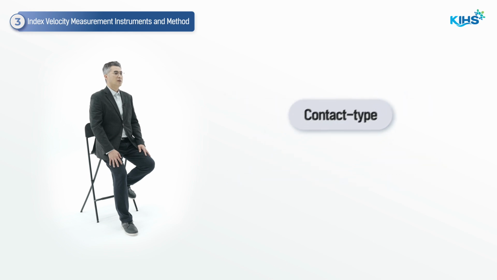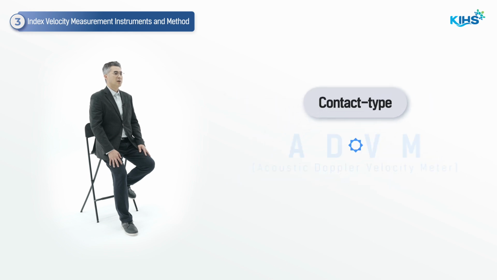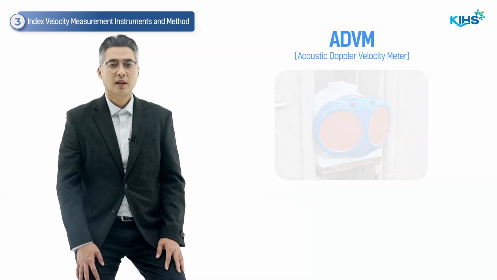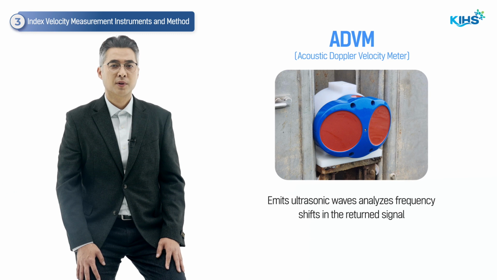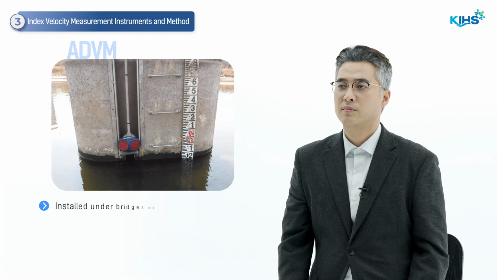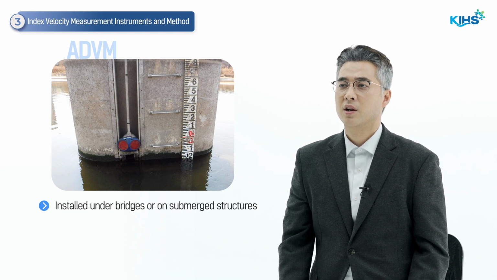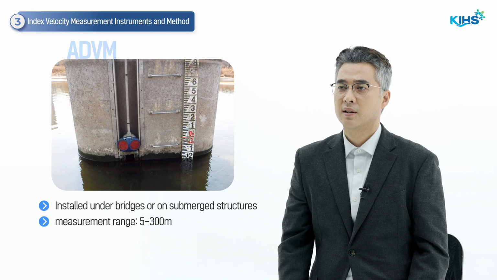First, let us examine the contact type instrument, the acoustic Doppler velocimeter, or ADVM. ADVM emits ultrasonic waves at a fixed frequency and analyzes changes in frequency of signals reflected from suspended particles in water to calculate velocity. It is typically installed beneath bridges or on submerged structures and can measure over ranges from 5 to 300 meters depending on frequency and water depth.